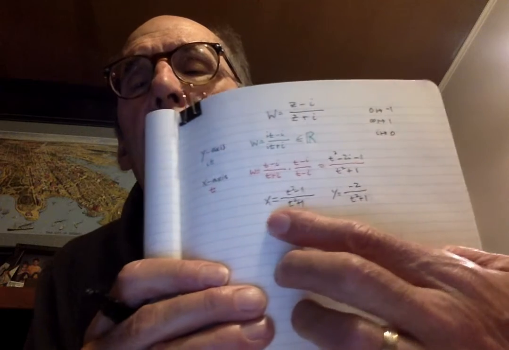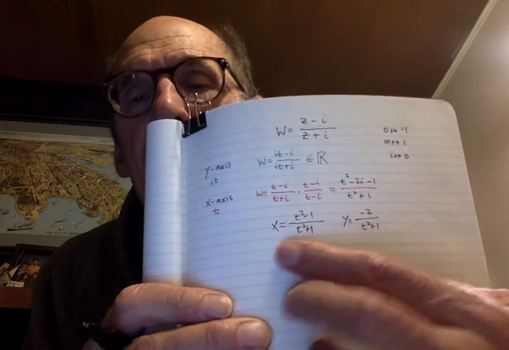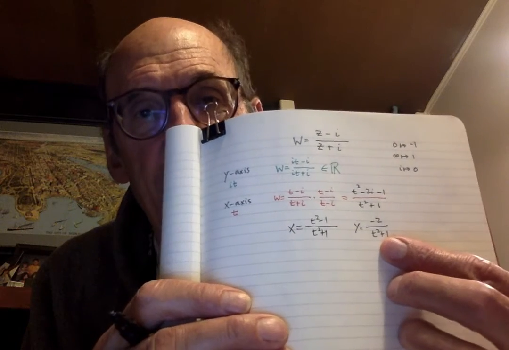And now we'll separate that off into real and imaginary parts. I'm just going to write x is something and y is something. So we have that x, the real part, is a fraction: t squared minus 1 on top, t squared plus 1 on the bottom. And y, the imaginary part, is a fraction: minus 2t on top and t squared plus 1 on the bottom. So remember, t is on the x-axis, so this is the x-coordinate for any given t. This is the y-coordinate. It's just ordinary parametric equations.